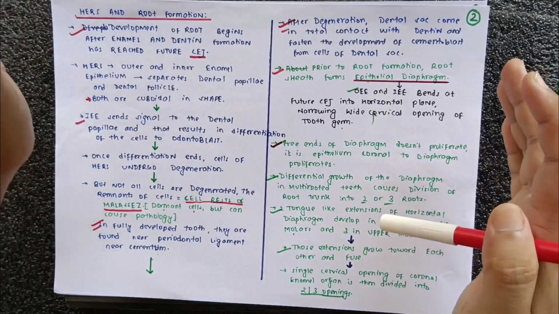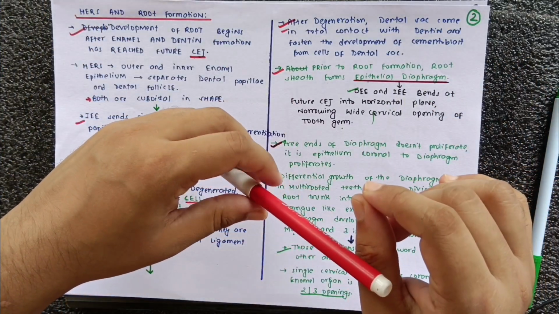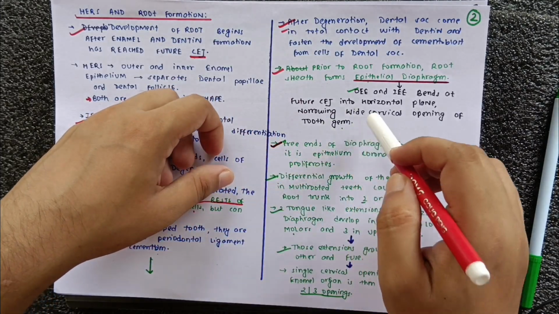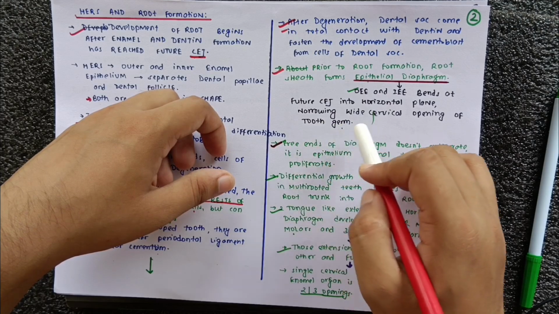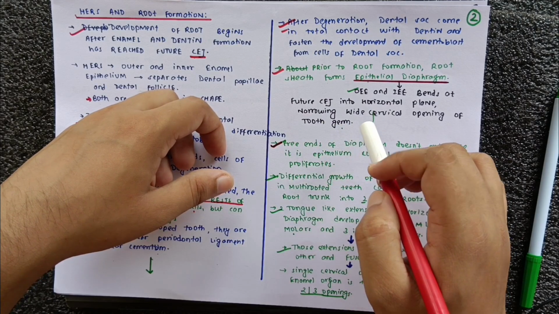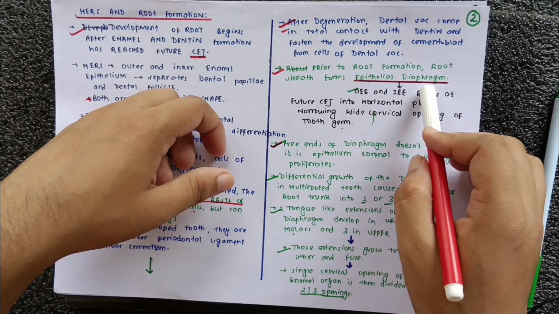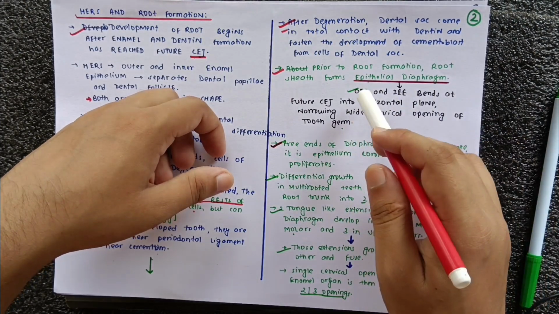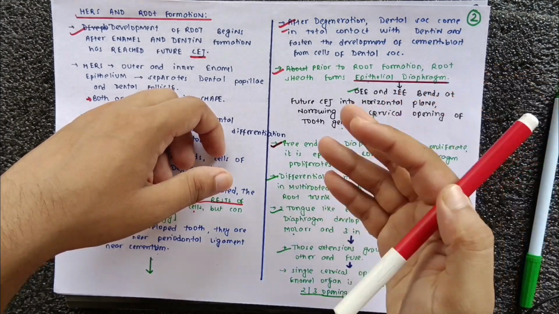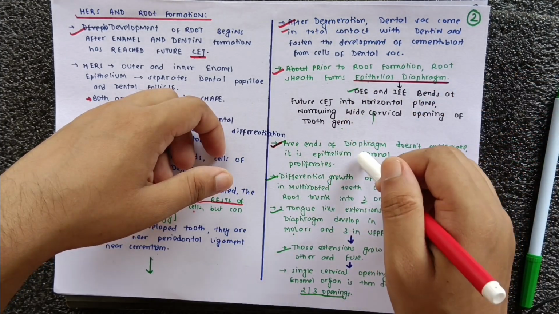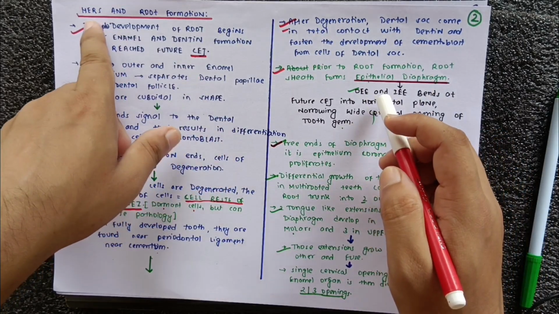So just let me recite for a second. Firstly there is the extension formation from the cervical loop, and the cervical loop is the junction between the outer enamel epithelium and the inner enamel epithelium. That extension which is formed first is the epithelial diaphragm, and the cells proximal to this epithelial diaphragm proliferate and form a layer, and that layer is the Hertwig epithelial root sheath.